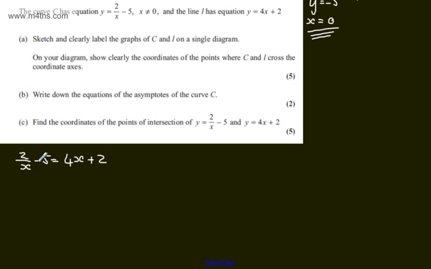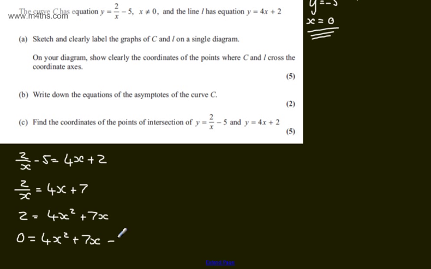At this stage, I'm going to add 5 to both sides. So we have 2 over x is equal to 4x plus 7. I'm now going to multiply both sides of the equation by x. We'll have 2 is equal to 4x squared plus 7x. Subtracting 2 from both sides, 0 is equal to 4x squared plus 7x minus 2.